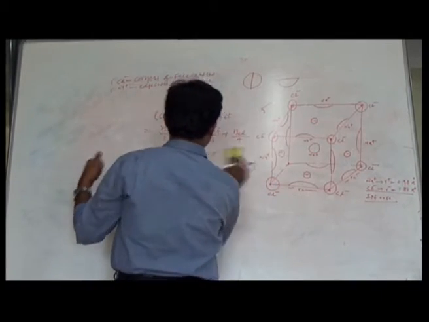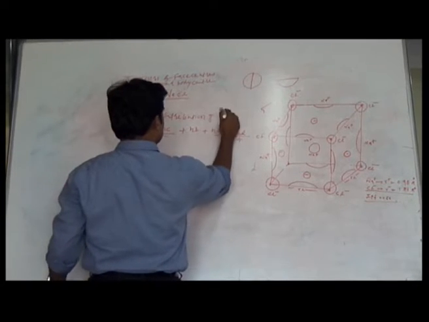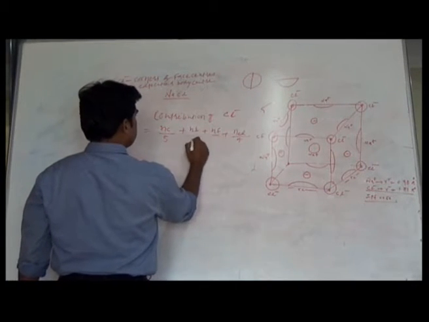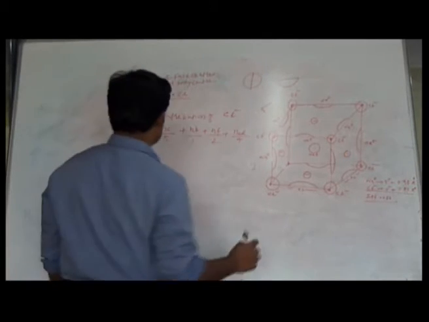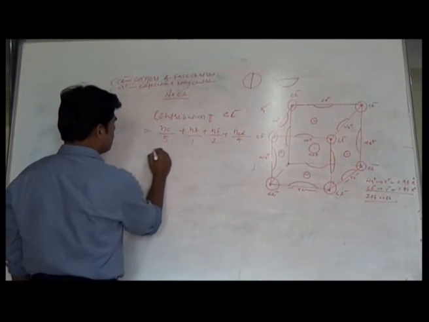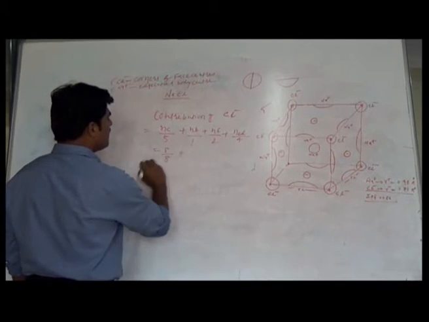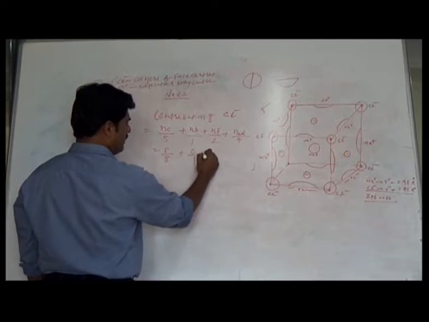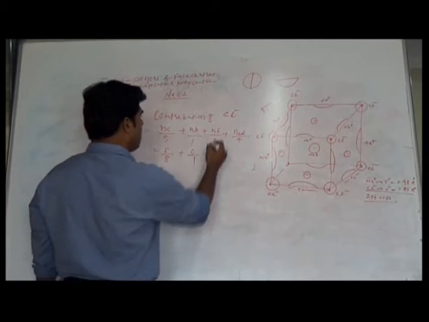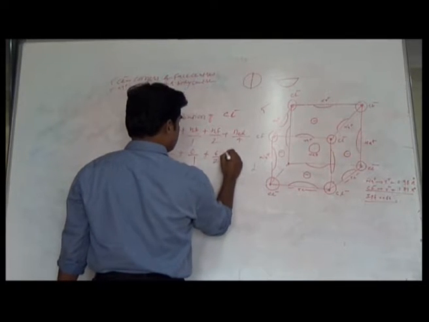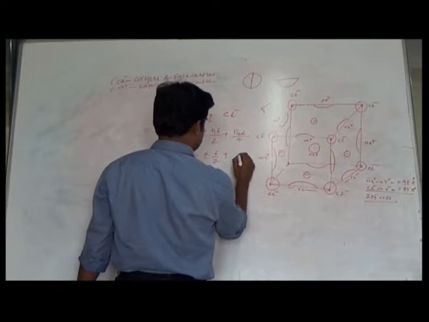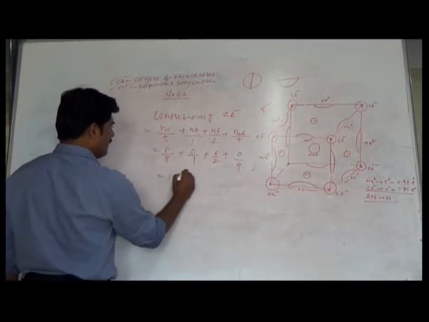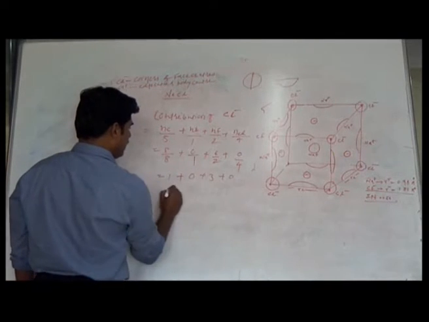Now we'll be going for the contribution of Cl minus. If we try to calculate the contribution of Cl minus in the same way, that is Nc by 8 plus Nb by 1 plus Nf by 2 plus Ned by 4, then we'll find that the corners do belong to Cl minus, so we'll have 8 by 8. Body center does not belong to it, so it is 0 by 1. Face centers do belong to it, so we will have face centers 6 by 2, and the edge centers do not belong to Cl minus, so 0 by 4. So I get 1 plus 0 plus 3 plus 0, in that sense 4.